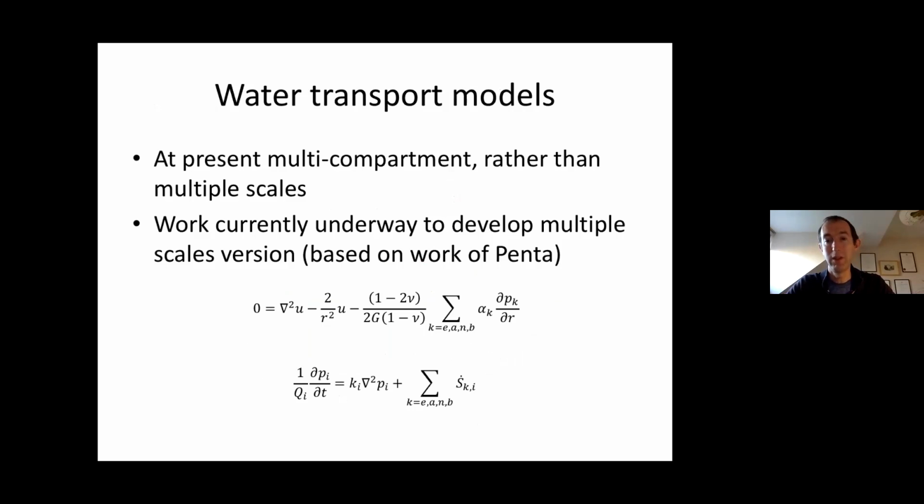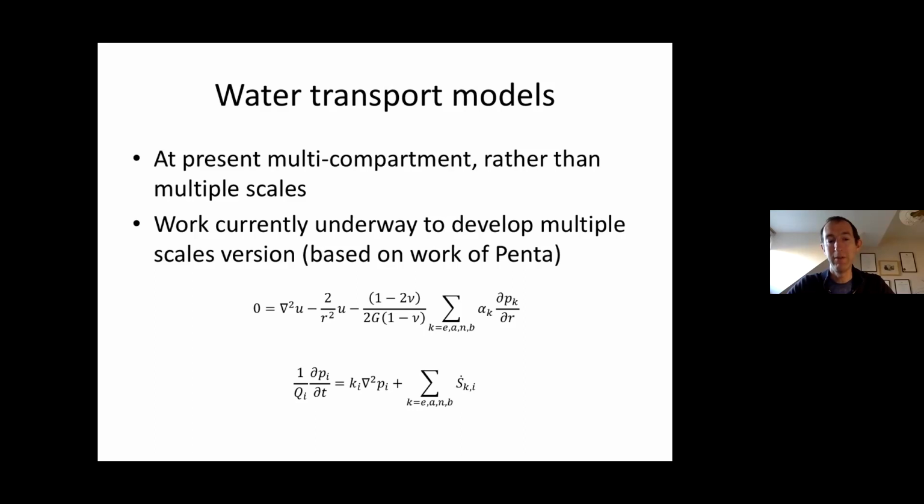This is based upon the work of a guy called Penta, who's done a lot of work on the mechanical properties of brain tissue at multiple scales and done some really nice studies on characterizing how brain tissue moves at a global scale, depending on the properties at the local scale. And that's something that we're also interested in exploring in the future.